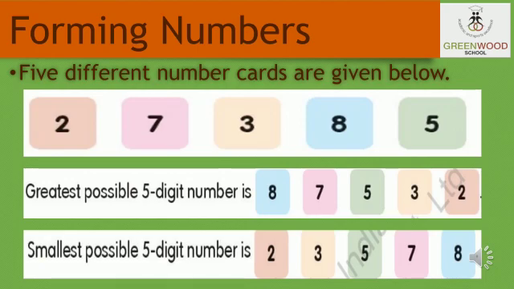When we arrange the given number cards from the greatest to the smallest digit, we get the greatest 5-digit number. Greatest possible 5-digit number is 87532, means 87,532. When we arrange these number cards from the smallest to the greatest digit, we get the smallest 5-digit number. Smallest possible 5-digit number is 23578, means 23,578.